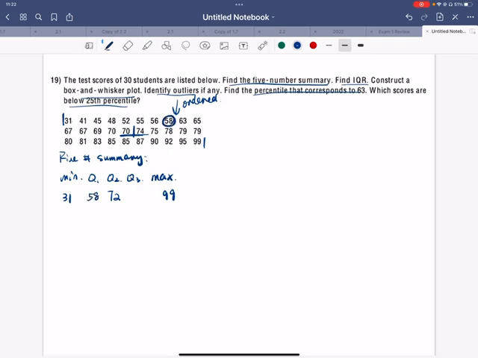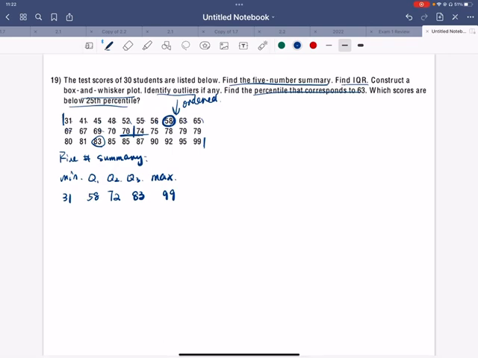Let's check. 1, 2, 3, 4, 5, 6, 7. 1, 2, 3, 4, 5, 6, 7. Good. For the second half, 83 will be right in the middle. So we have the other two medians ready. So we have the three quartiles.